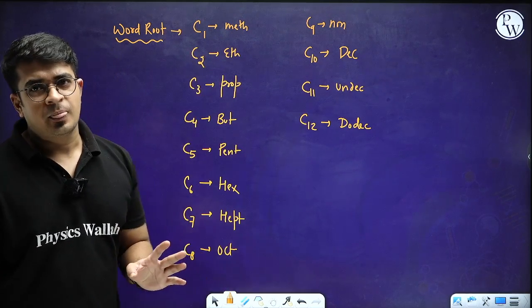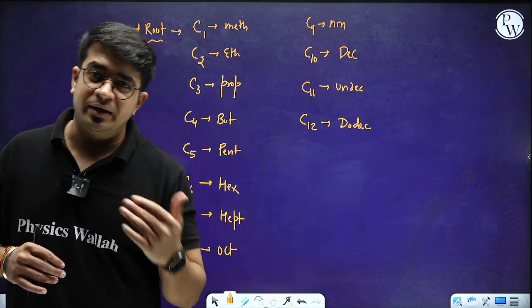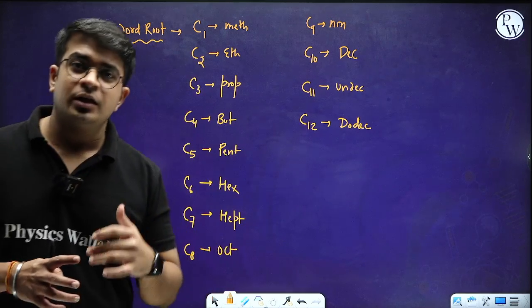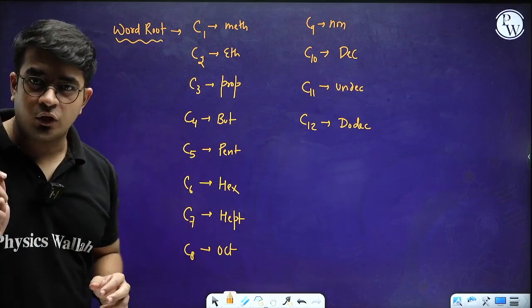as well as dec. But you can remember this one is going to be undec, dodec, tridec, tetradec, pentadec, hexadec, heptadec, octadec, nonadec, and the last part is icos. Okay, so always remember, you can write down by your own.